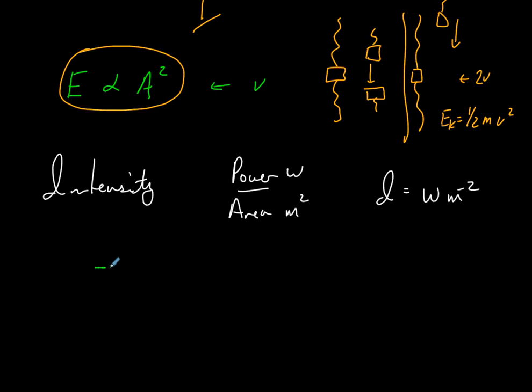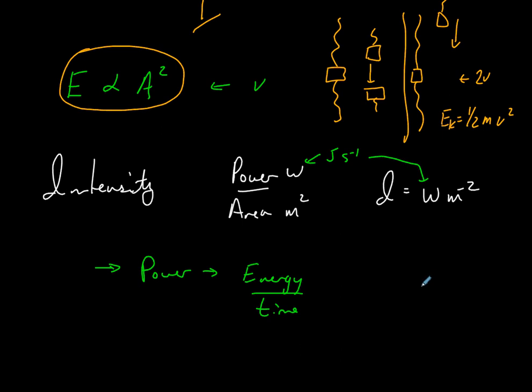So in all cases, power is energy used or energy transferred every second, right? So it's energy over time. So the units here then are going to be joules per second per square meter. So how many joules per second per square meter are striking a surface?